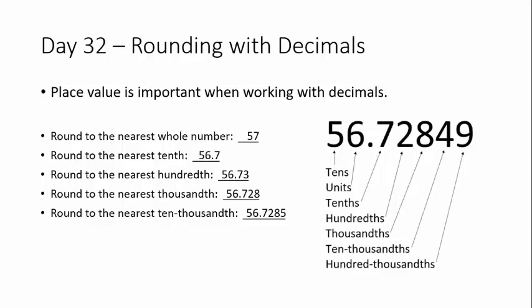And the last example, round to the nearest 10,000th. We want 4 decimal places in our answer. The fourth decimal place is occupied by a 4. It is followed by 9, and so we'll round the 4 up to a 5. Our rounded answer then is 56 7,285/10,000ths.